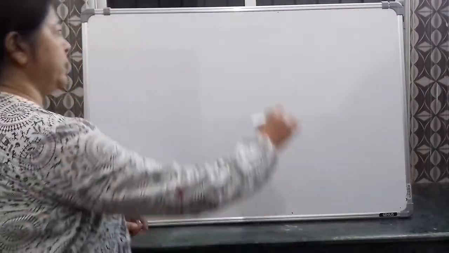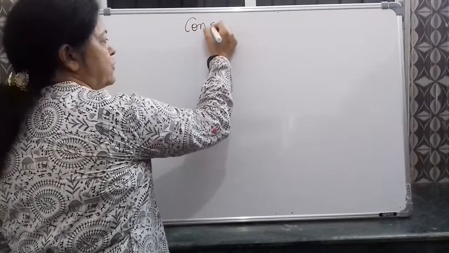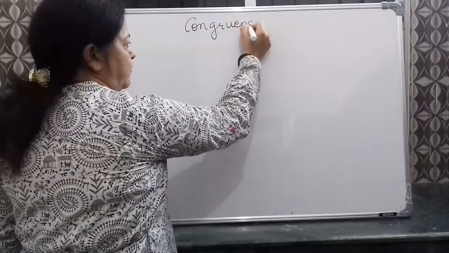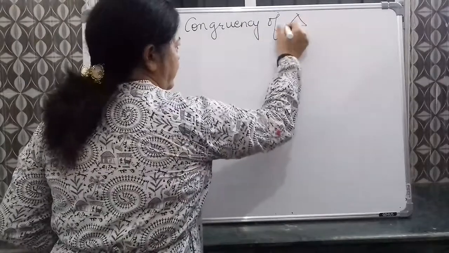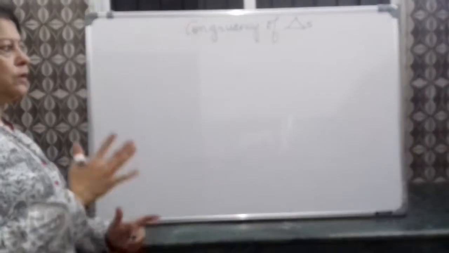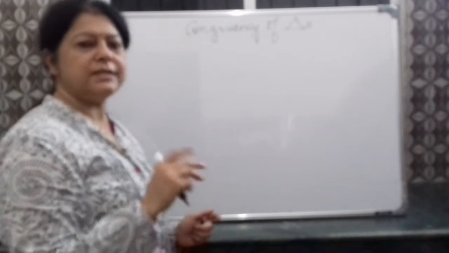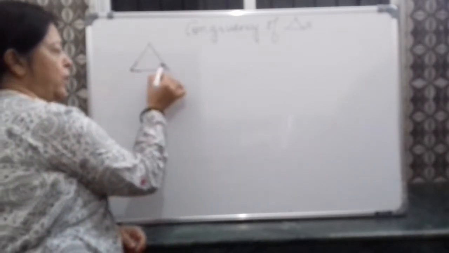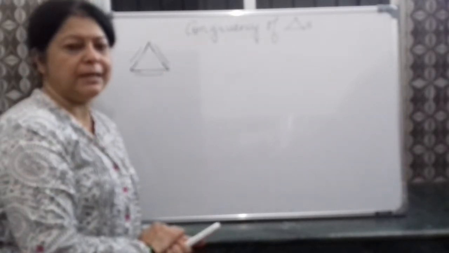So students, let us start with congruency of triangles. First of all, what is a triangle? A triangle is a closed figure with 3 sides and 3 angles. Okay? This is a triangle with 3 angles, that is angle number 1, angle 2 and angle 3. And these are the 3 sides of the triangle. So a triangle consists of 6 elements, 3 sides and 3 angles.